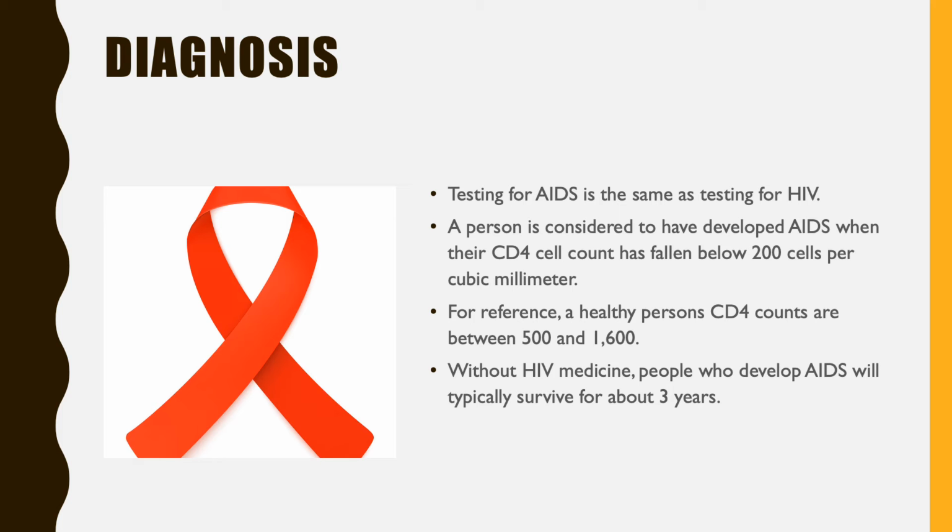A diagnosis for AIDS is the same as when being tested for HIV. A person is considered to have developed AIDS when their CD4 cell count has fallen below 200 cells per cubic millimeter. For reference, a healthy person's CD4 cell count is between 500 and 1600. Without HIV medicine, people who develop AIDS will typically survive for about 3 years.